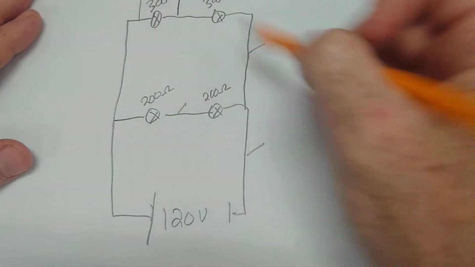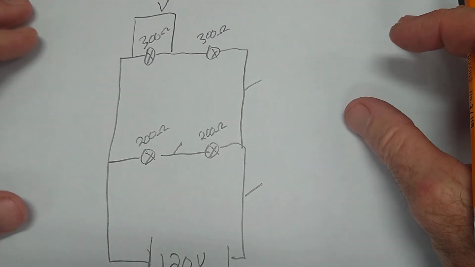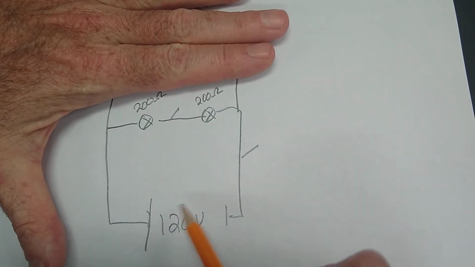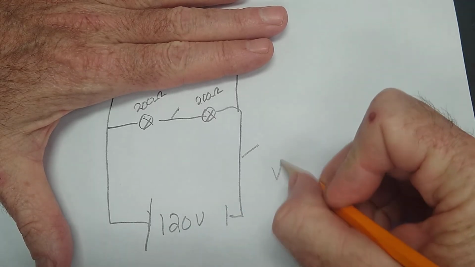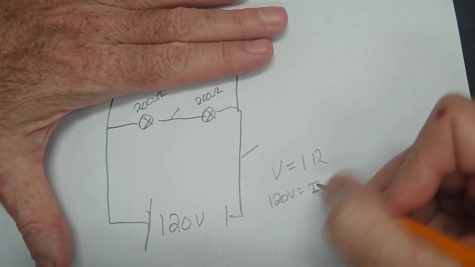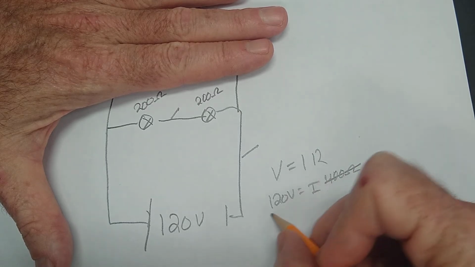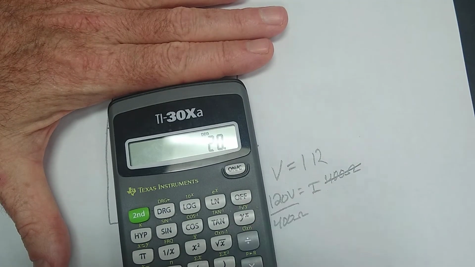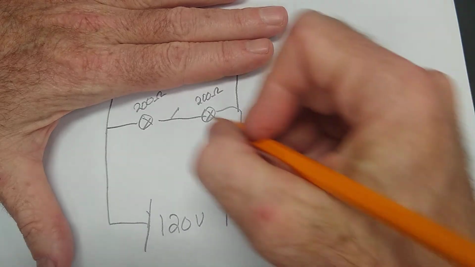First thing, these are in parallel. All right? These are in parallel. So those guys don't even know those top bulbs are up there. So we can just do this bottom one separately. 120 volts is equal to some current, and the resistance is 400. So we end up with 120 divided by 400 ohms, 0.3 amps.